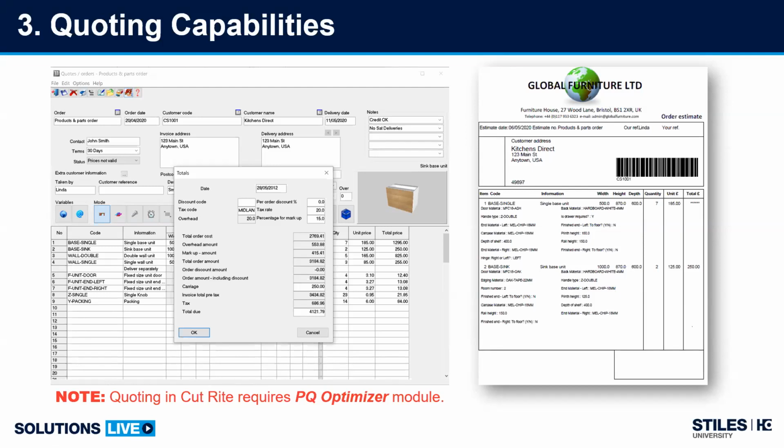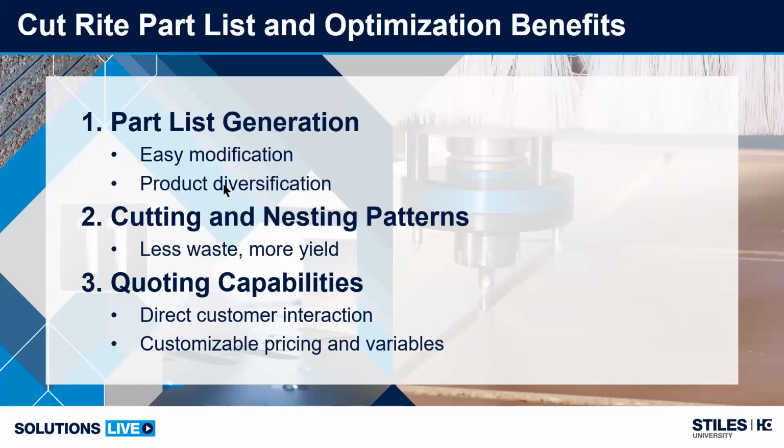So what does that get you? Part list generation, if you're doing it manually, is much easier than handing it off to the shop floor. Your product diversification, you can do whatever you want inside of Rite. Less waste and more yield. Not only are you taking that responsibility of creating those saw patterns or nesting patterns on the shop floor and pulling that back into the office, you also have the ability to control the order of the parts being cut, making the shop floor better. So we're getting more yield in our time.